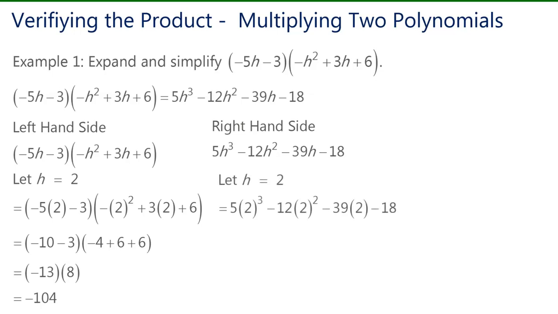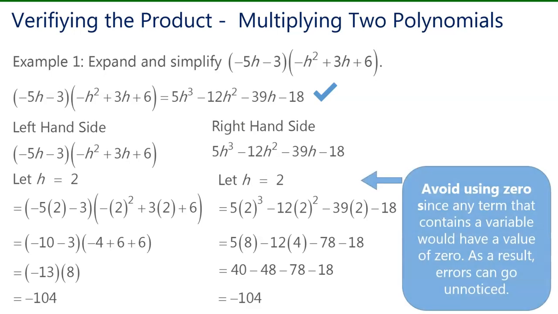On the right-hand side, let's let h equal 2, giving us 5 times 8, subtract 12 times 4, subtract 78, subtract 18. 40, subtract 48, subtract 78, subtract 18, giving us negative 104. It's the same as the substitution on the left-hand side, so our product is correct. Avoid using 0 since any term that contains a variable would have a value of 0. As a result, errors can go unnoticed. You also should avoid using a 1 or a negative 1 to verify.